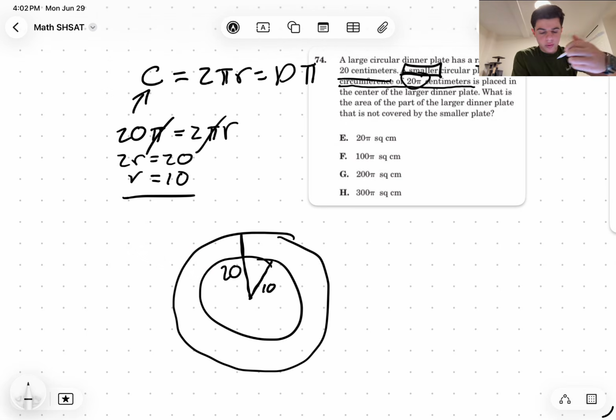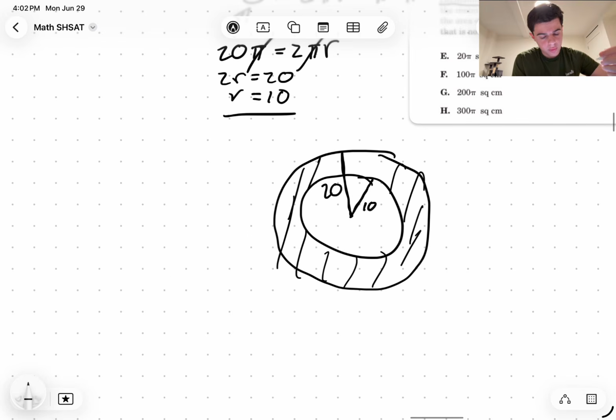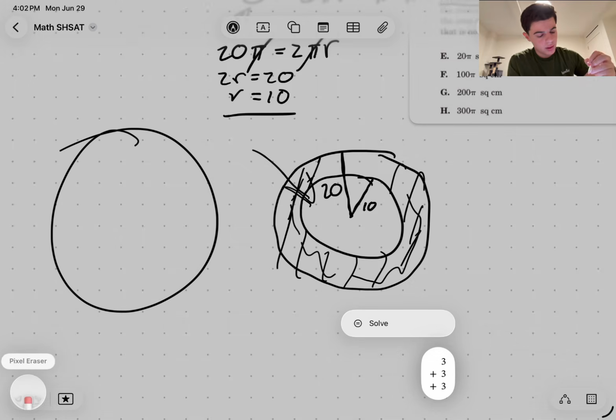And now they're asking, what is the area of the larger dinner plate that's not covered? So they just want this area outside, right? So what's one way we can do this? Well, we can find the area of the big thing, of the entire thing, and then just subtract the area of the small thing to figure out how much isn't covered by that. So that's what we're gonna do.